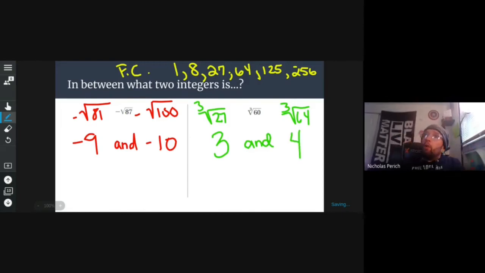And if you look at that and you're like, I don't know what I'm doing. What's the cube root of 60? The cube root of 60 is approximately 3.914. All right, so 3.91 is like $3.91. That's in between $3 and $4.